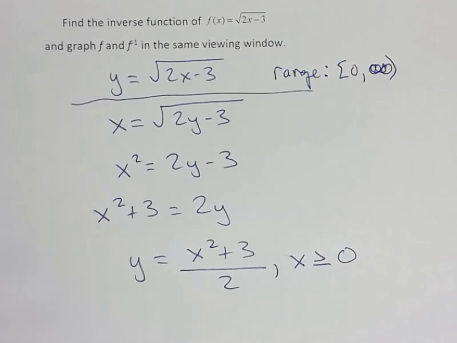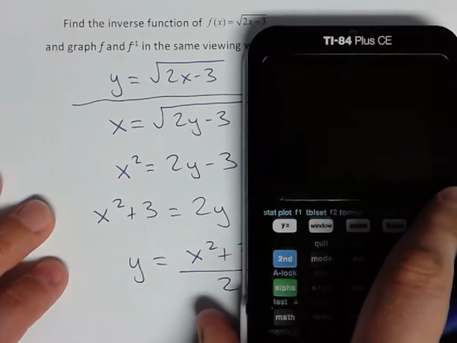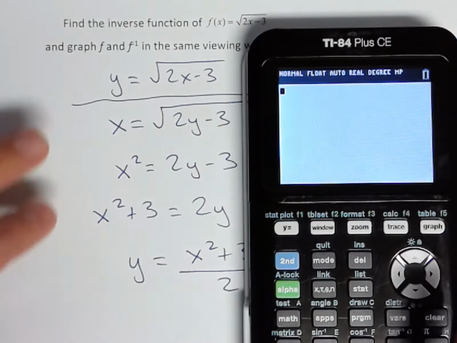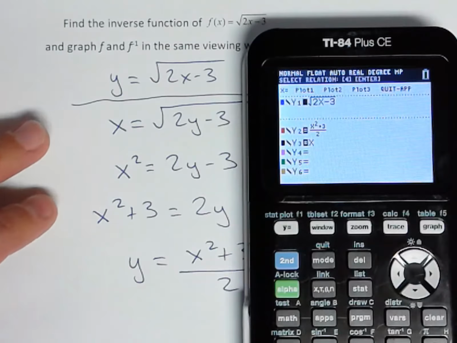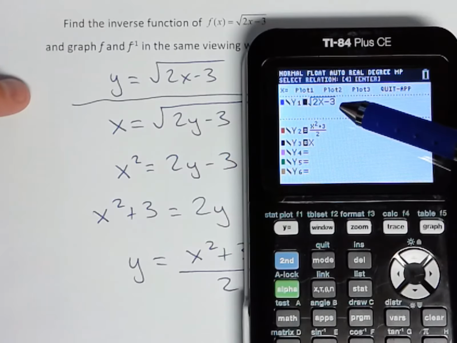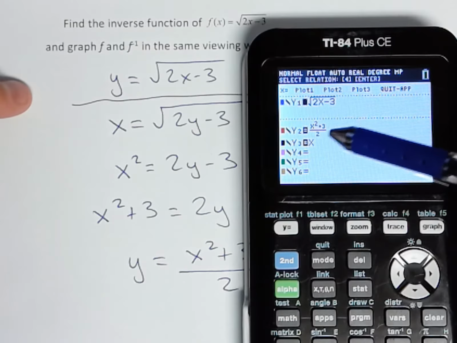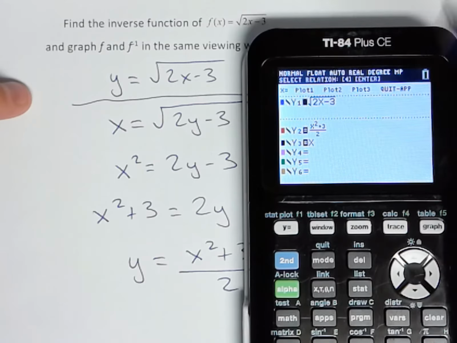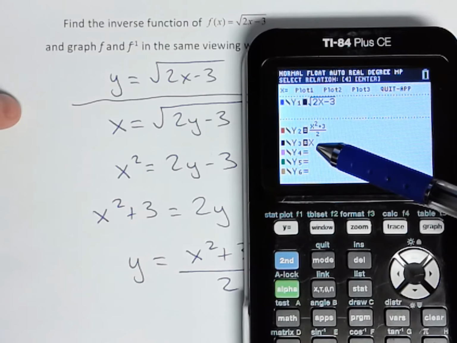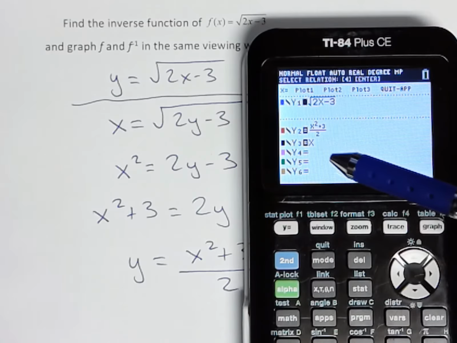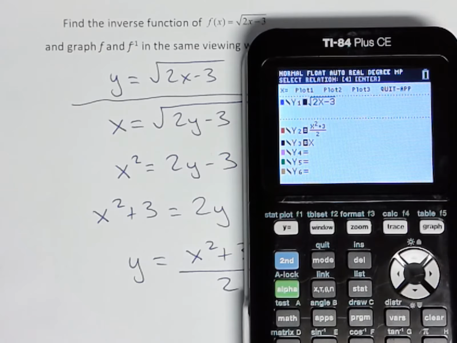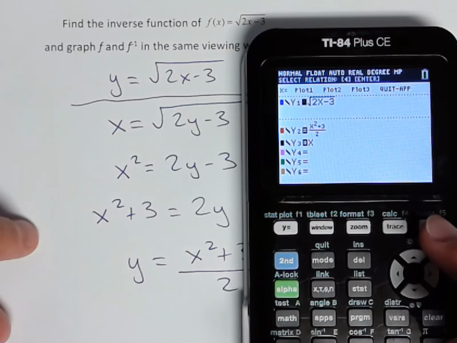Visually, let's go look at that. So here's my calculator. And I've already typed these in. So here's our original function, our square root function. Here's our parabola, right? We came up with the inverse. And I'm also doing the line y equals x just to kind of cut this in half and visualize what's going on there. So let's go graph it.